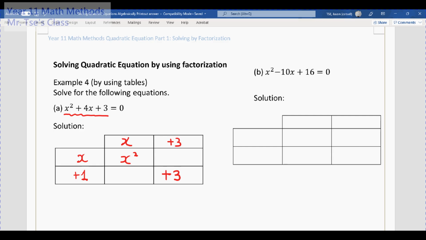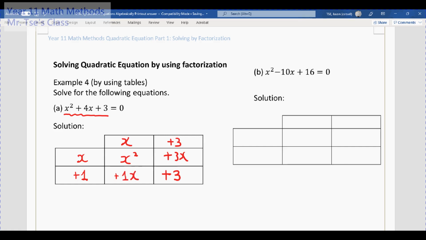So for the leading term, x and x is okay. You just write x and x, but for others, you better write the numbers with the plus or minus sign there. Okay, so plus 3, and then I'm going to get plus 3 times x, so that would be plus 3x, and minus 1 times x, so that would be minus 1x.